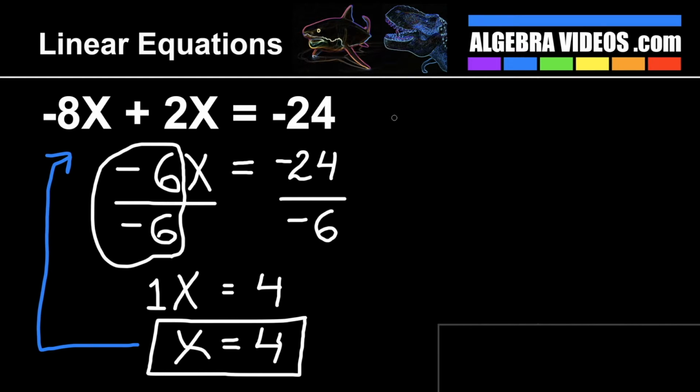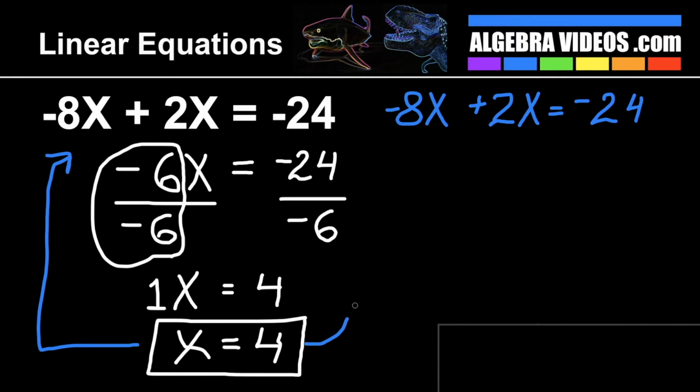You plug in 4 wherever there's an x in the original equation. So let me just rewrite the original equation up here. Negative 8x plus 2x equals negative 24. Okay, all I did was rewrite the original problem. And now we're going to plug in this number 4 wherever there's an x.